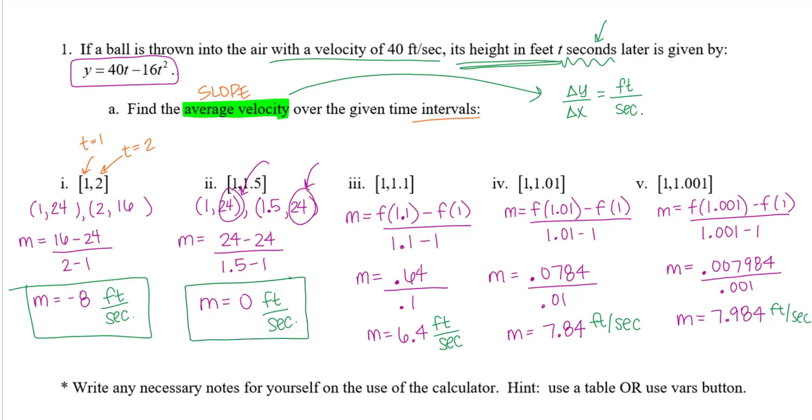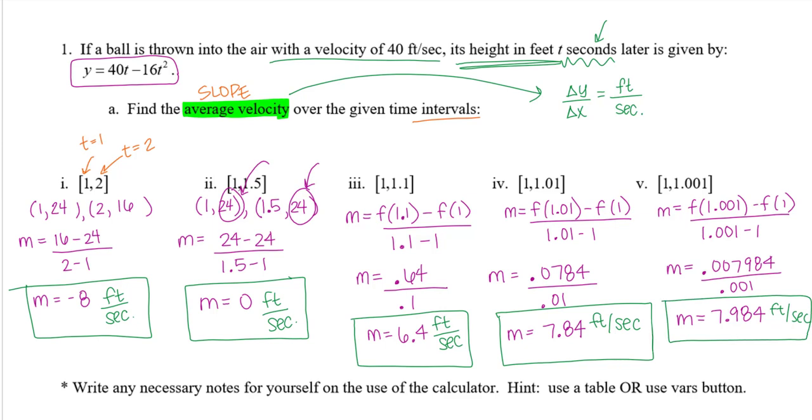Does m equals 0 make sense? Absolutely. 6.4 feet per second, then 7.84 feet per second, and then 7.984. Now let's take a look at what these intervals are doing. So first you were going from 1 to 2, then from 1 to 1.5, 1 to 1.1, 1 to 1.01, and 1 to 1.001. This is purely for visual or setting you up for something. They might not always be as obvious as this, but let's look at the graph of what this means.